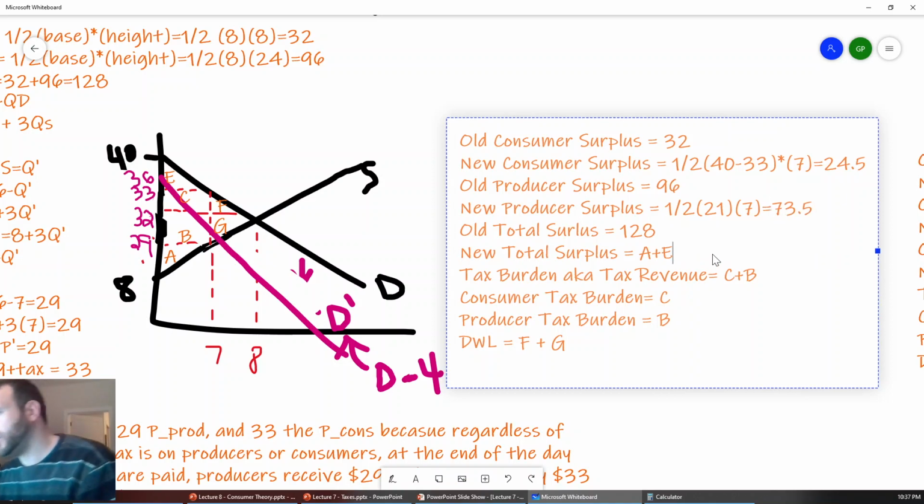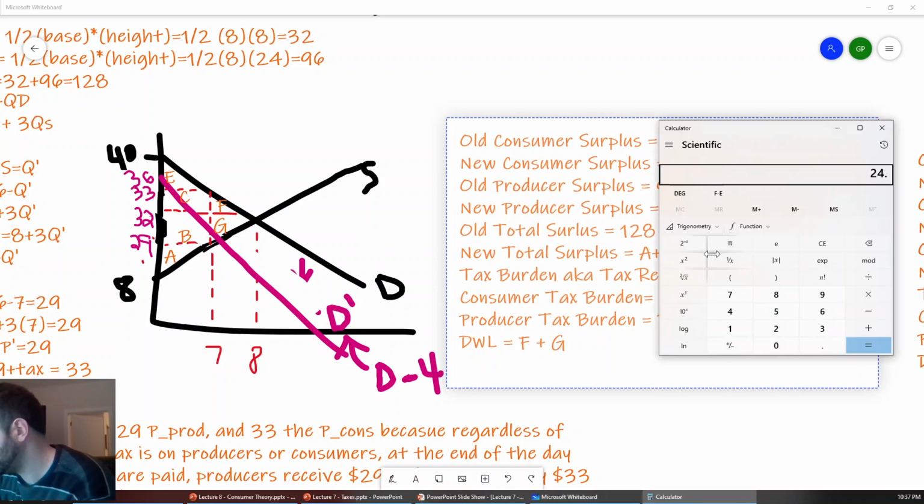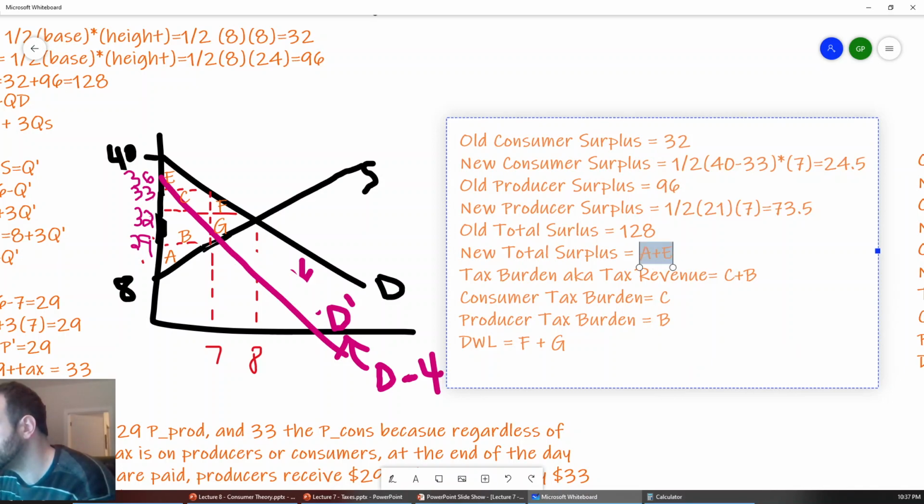Okay, so what's the new total surplus? It's going to be your 24.5 plus 73.5. 24.5 plus 73.5 is 98. Okay, so your deadweight loss should equal 30, because 128 minus 98, old minus new total surplus. But I want to double check that by actually finding the area for F and G.